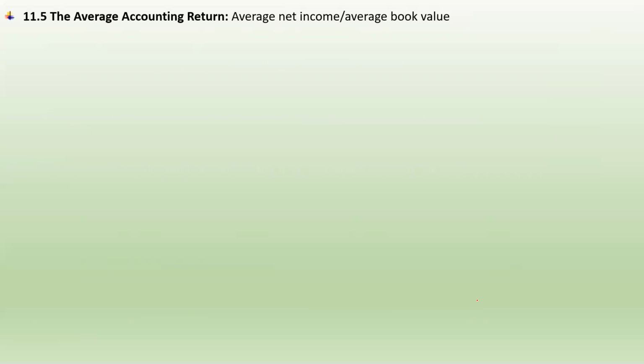The last criterion is called average accounting return, which equals average net income divided by average book value.